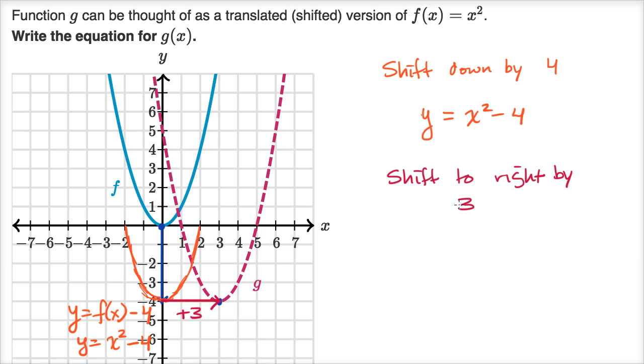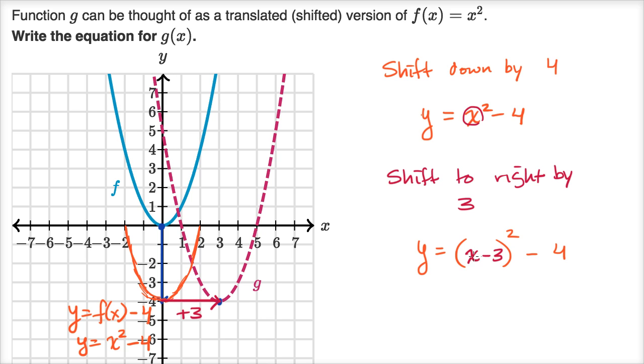Now this one is a little bit counterintuitive when you first learn it, because when you are shifting a function to the right by a value, you would replace x with x minus the amount that you are shifting to the right. So if we're shifting to the right by 3, we replace it with x minus 3. So this is going to be y is equal to, instead of x squared minus 4, you are going to have x minus 3 squared minus 4. That shifts it to the right.